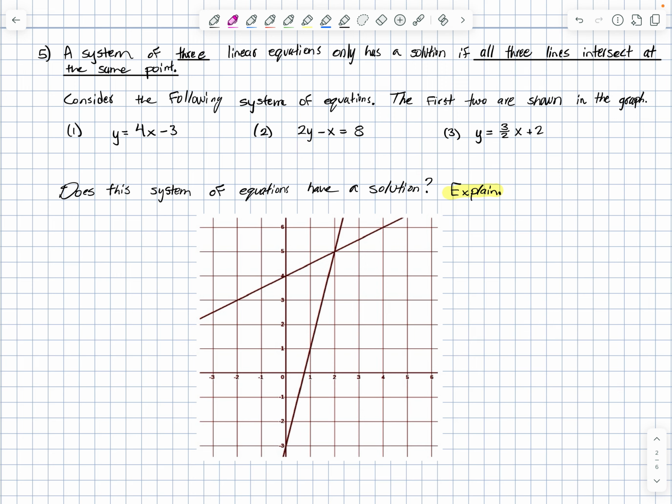Notice that this one is actually not even in y equals mx plus b form. But if I wanted to do that, I'd add x here, I'd add x here, and then I'd get something like 2y is equal to x plus 8. And then I divide both sides by 2, divide each of these by 2. And then I'd get something like y is equal to half x, or x divided by 2, same thing, plus 4. So I'd get something like this.